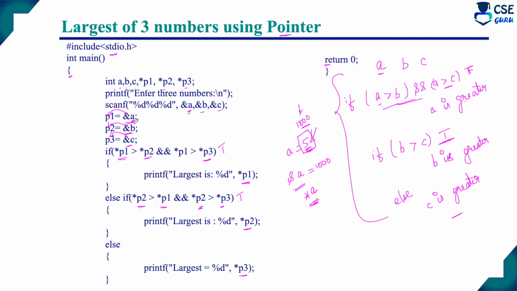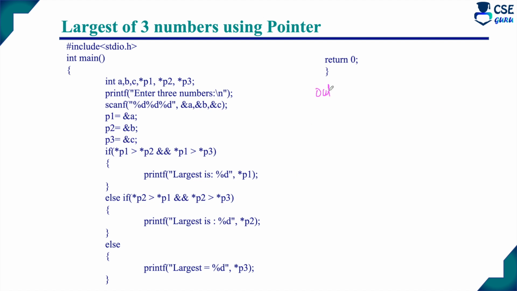See here, what is the difference between this one and this one? Here, instead of comparing the variables, we have declared pointer variables. These 3 pointer variables will store the addresses of these 3 variables, and comparison happens with these pointer variables instead of the variables directly. So this is nothing but largest of 3 numbers using pointer. Now we will check the output here.